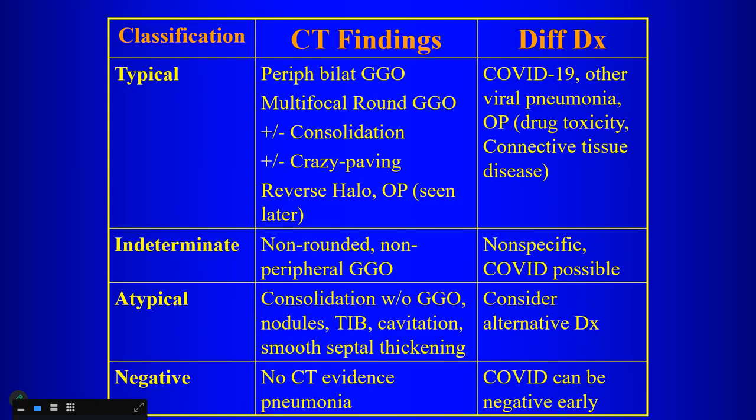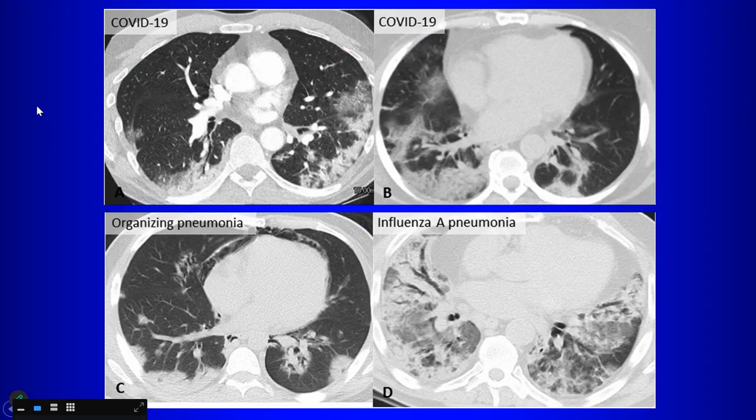And then for the typical findings of COVID, peripheral bilateral ground glass opacities, they might also have crazy paving, they might also have consolidations. And then, I've given you this, but there are other findings that might also be associated with COVID. But the most typical are these peripheral ground glass opacities that we see with COVID. So here are some examples: COVID, peripheral ground glass opacities here. Another example with peripheral consolidations. And it can resemble organizing pneumonia because that can also give you peripheral consolidations.